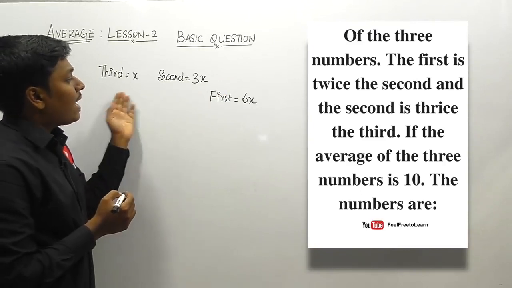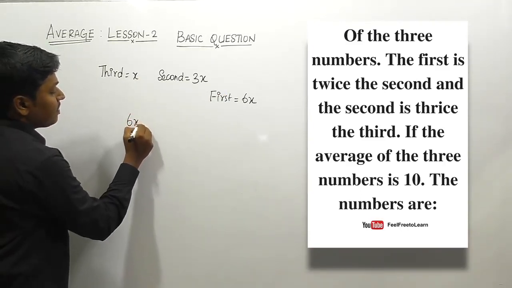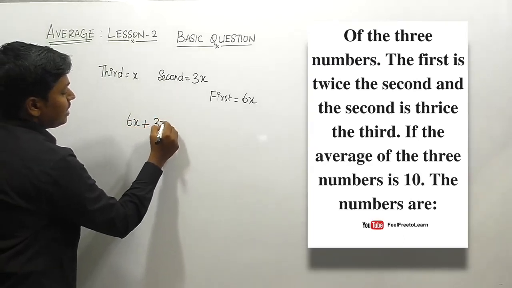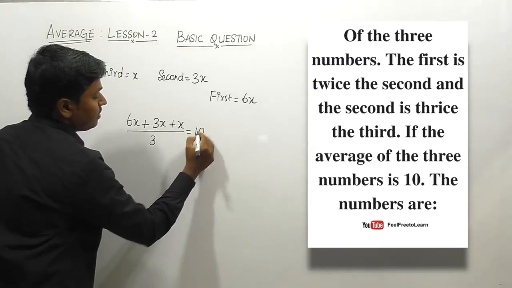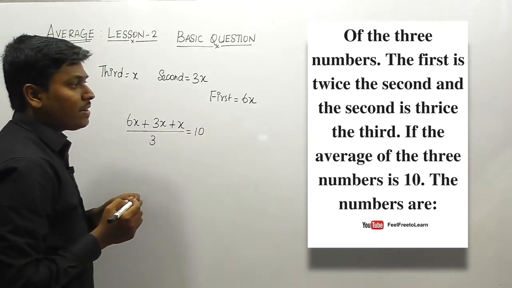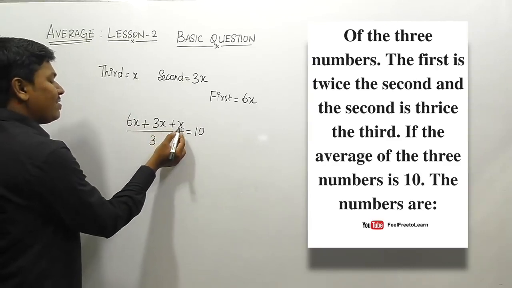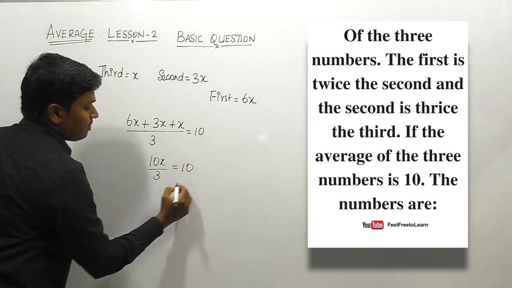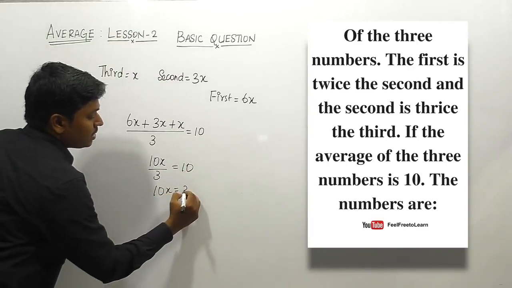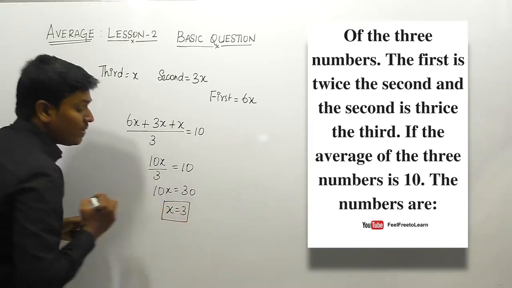But they are saying that the average of 3 numbers is 10, right? So the first number will be 6x and the second number will be 3x and the third number will be x. So average of 3 numbers, the result will be 10. But our target is to find all the numbers, right? Okay, so friends, 6x plus 3x plus x will be 10x. So 10x divided by 3 is equal to 10. So 10x is equal to 30. So finally we can say that x is equal to 3. So friends, we got the value x is equal to 3.